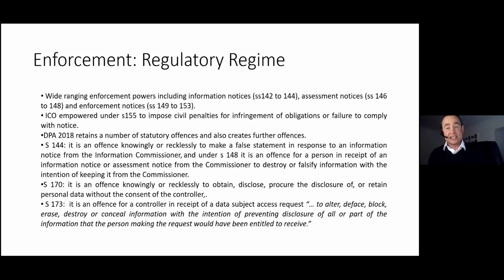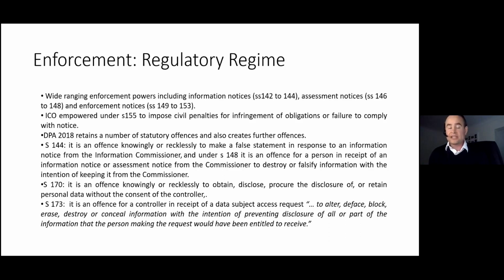I think the best analogy I can give to anyone new to this area is HMRC powers in relation to tax investigations. There are enforcement powers given to the commissioner to give enforcement notices. They require the provision of information to the commissioner. There can be a criminal offence or a civil penalty imposed for a failure to comply with an information notice. There are assessment notices, which again allow an assessment of whether there's compliance with the data protection regime. And there are enforcement notices, again, what we see in the tax and planning regimes: a failure to engage properly with the commissioner, or to act recklessly or deliberately mislead, can lead to civil penalties.